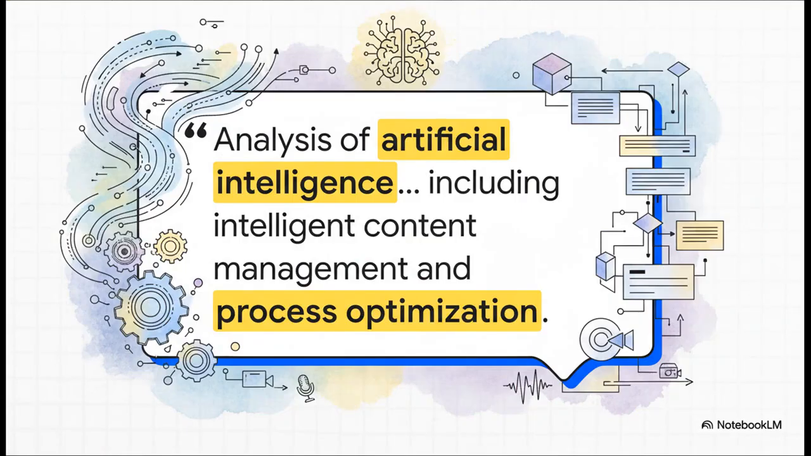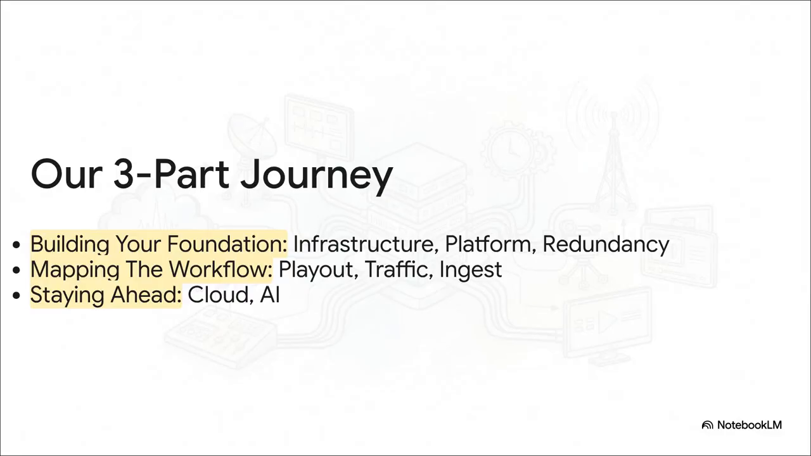And this isn't science fiction, it's technology that's already here. As the guide points out, Chapter 10 will really dig into how AI is making workflows smarter, from automatically generating metadata to optimizing the entire content management process. It's a real game changer. So, just to recap our journey, we're going to start by building your foundation, focusing on infrastructure, platform choice, and redundancy. Then we'll move on to mapping the workflow, covering everything from playout and traffic to ingest. And finally, we'll look at how you can stay ahead with cloud and AI technologies.